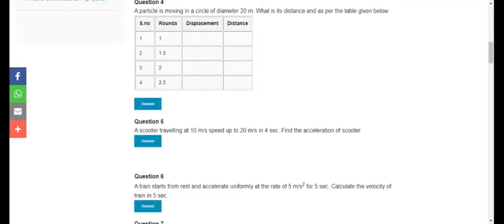When it completes 1.5 rounds, the second serial number, what will be the displacement as well as the distance? When it completes 2 rounds, what will be the displacement and distance? Similarly, when it completes 2.5 rounds, what will be the displacement and distance? You can take 2 minutes time and try to solve this sum.